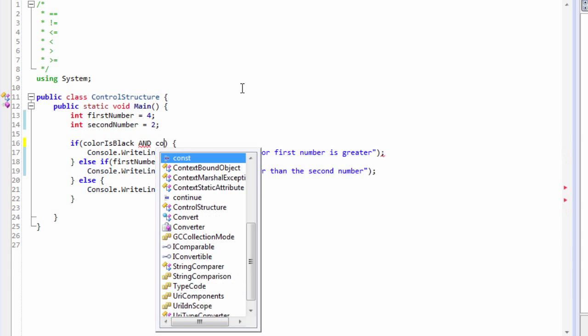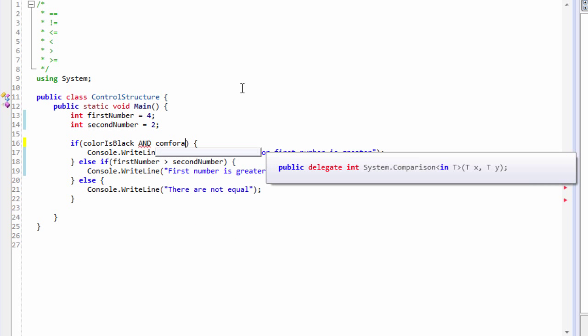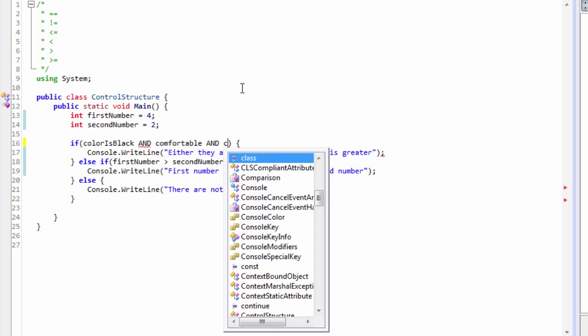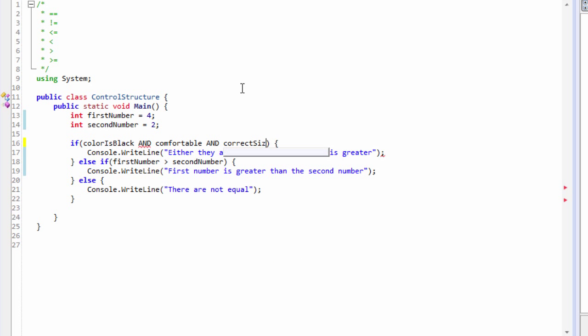And comfortable, and it must be the correct size. Okay, so these are the three conditions. Now these things are written in human language. They're not essentially written in a programming language, but we do have a way to translate them to a programming language so that our computer will understand what we are trying to do and what we're trying to say.